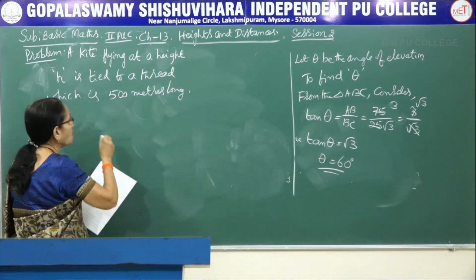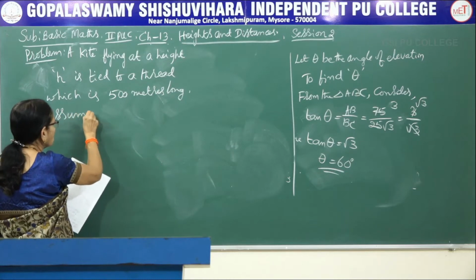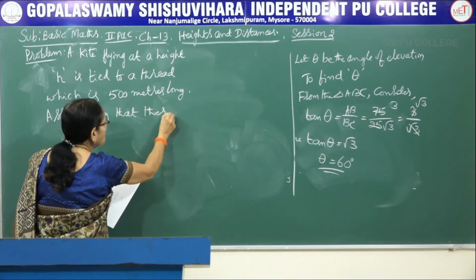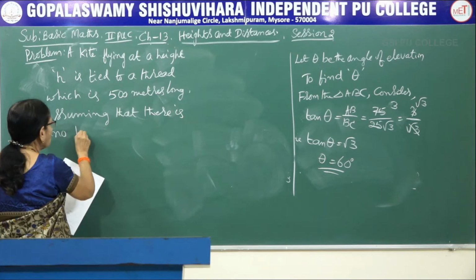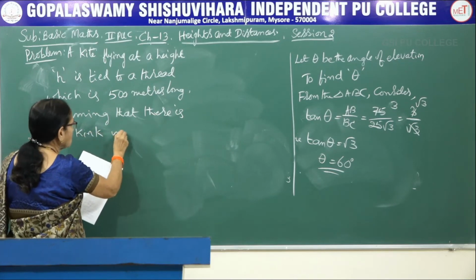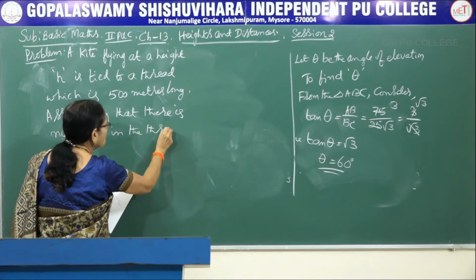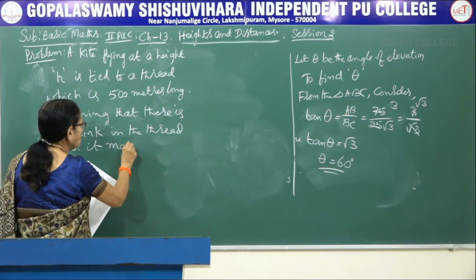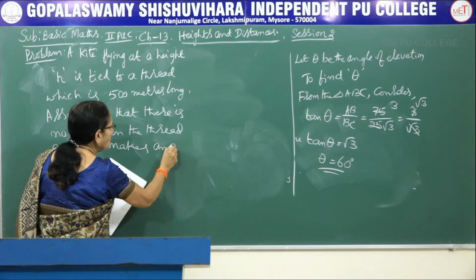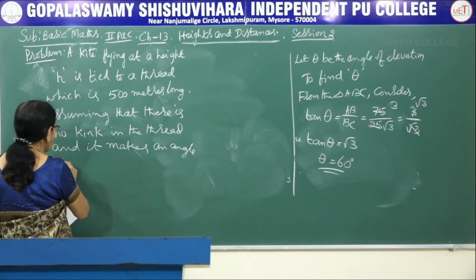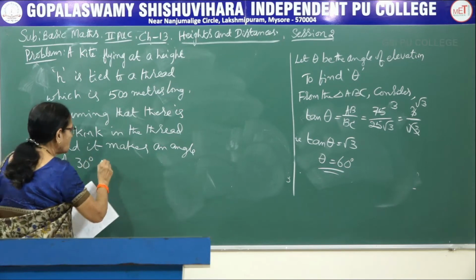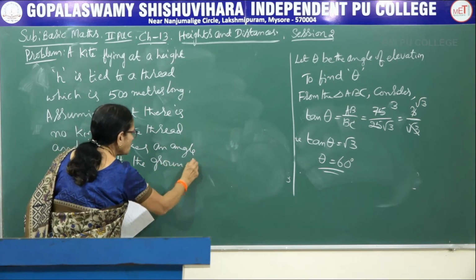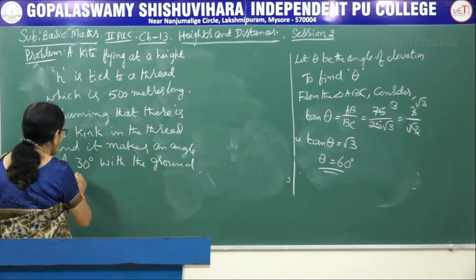500 meters long. Assuming that there is no kink, K-I-N-K, kink in the thread, and it makes an angle of 30 degrees with the ground. Find the height of the kite.